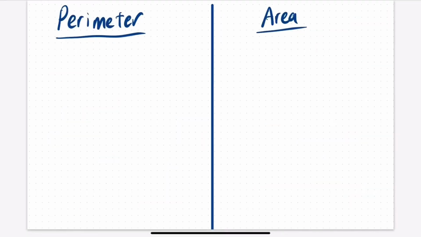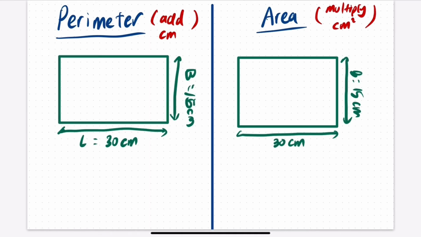Okay, so let's take a look at this first example. I'm going to make it a very straightforward example. Before we begin, remember that for perimeter, you add, and that the units will be centimeter, whereas for area you multiply and the units will be centimeters squared. Now let's begin with a very straightforward figure. Now let's try to find the area and perimeter together.